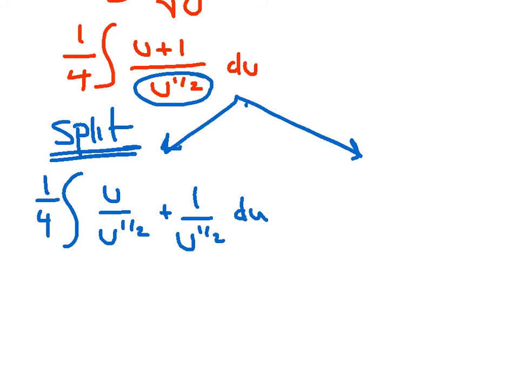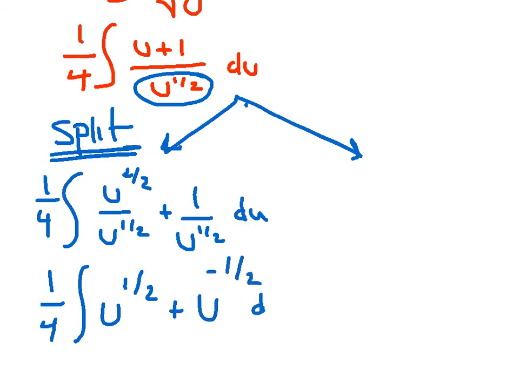And then I would go one step further. When I divide, I subtract exponents. So I would say this is really u to the 2 over 2 minus 1/2, which is u to the 1/2, plus I would probably rewrite this as u to the negative 1/2 du. So that's definitely one option.